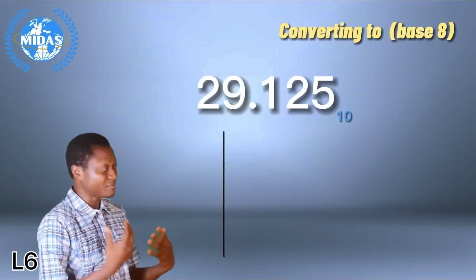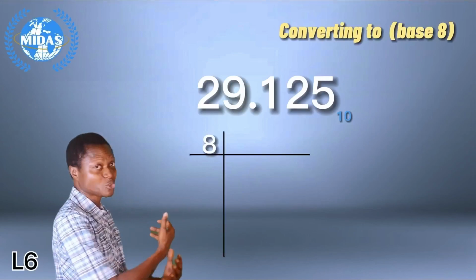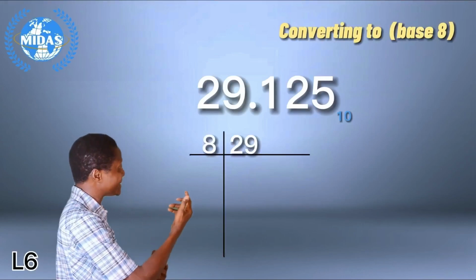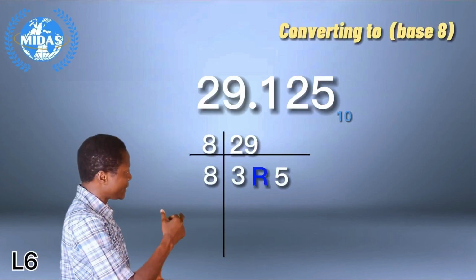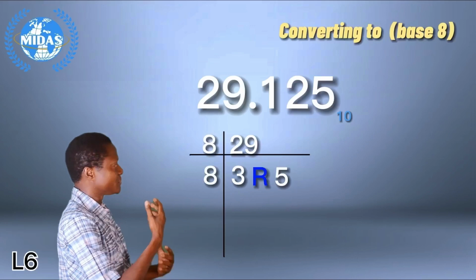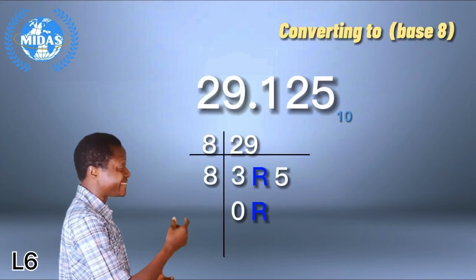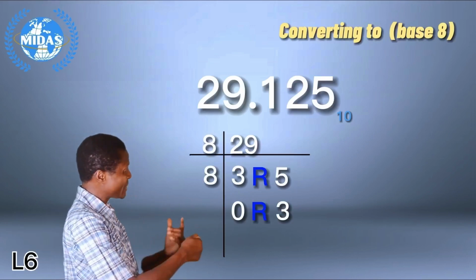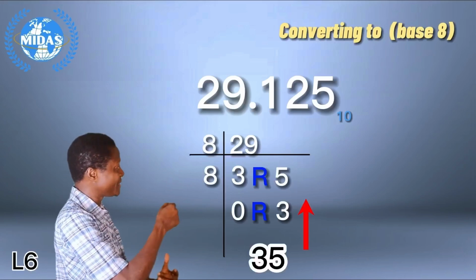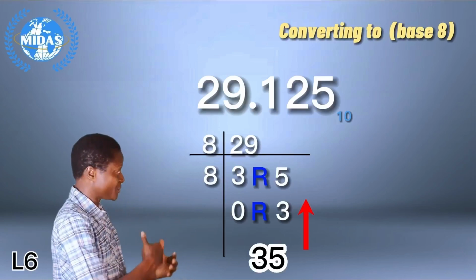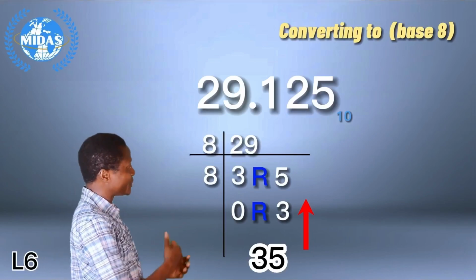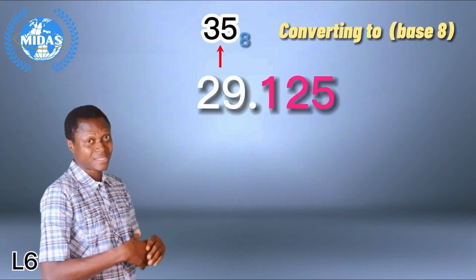Remember the long division. So what you do is you just have 8 into 29. It can go into 29 3 times, remainder 5. 8 can go into 3 0 times, remainder 3. So if we count it from down up, we have 35 base 8 this time around, because we're converting to base 8. But now we are going to the other side, which is the side after the decimal point.